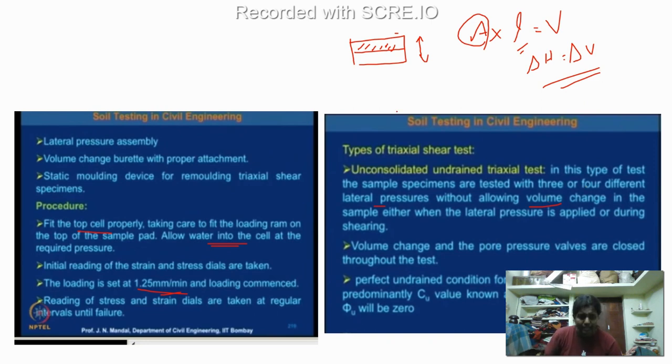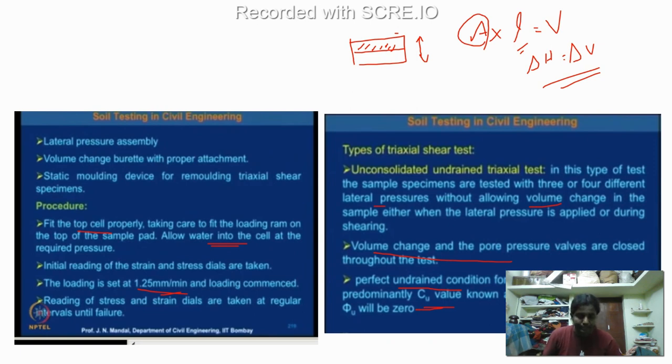If there is no drainage, it means there is no change in the volume. That's why they call it no volume change. The volume change and pore pressure valves are closed throughout the test. Perfect undrained condition for saturated soil gives predominantly the Cu value. Perfect undrained condition at saturation is very important.